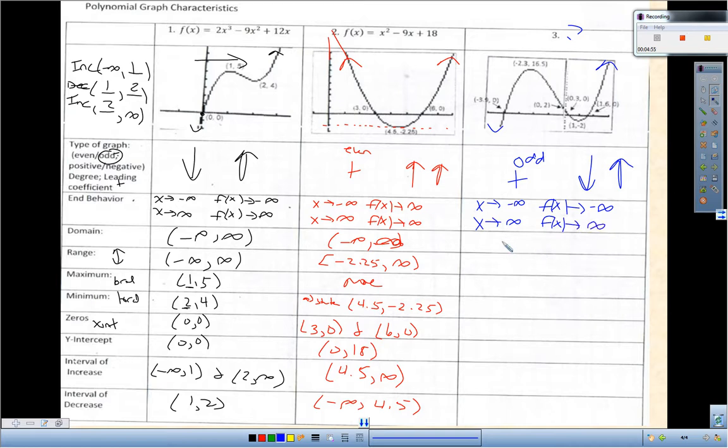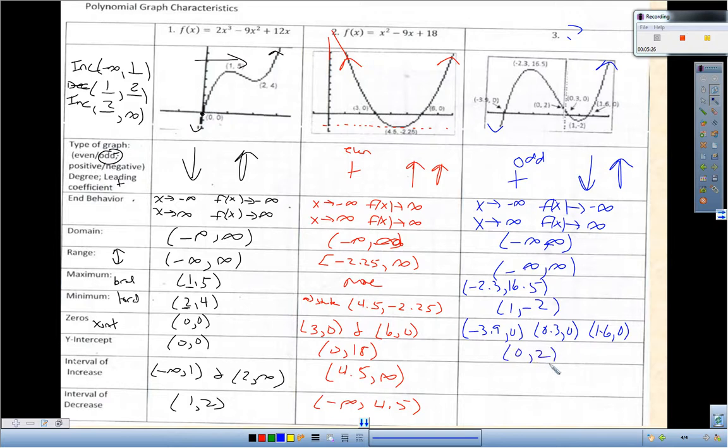No surprise here, my domain is still negative infinity to positive infinity. My range is also negative infinity to positive infinity because of the end behavior. There is no absolute mins and max. They're both local. I do have a local max at (-2.3, 16.5), and I have a local min at (1, -2). I do have three zeros for this function. I have one at -3.90, one at 0.30, and one at 1.60. I have one y-intercept. It's at (0, 2).